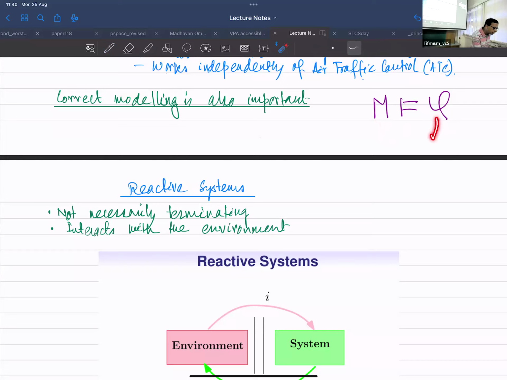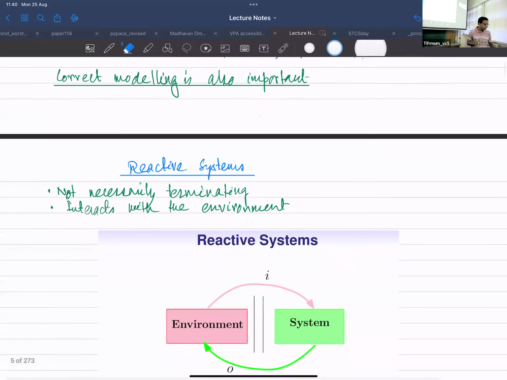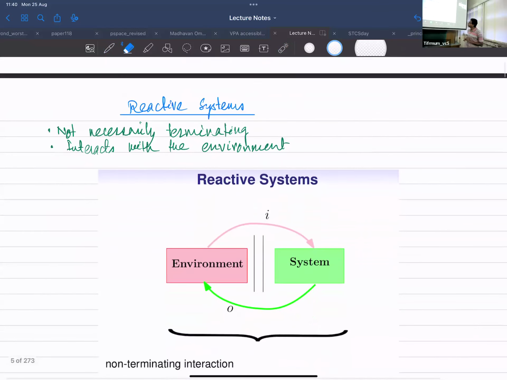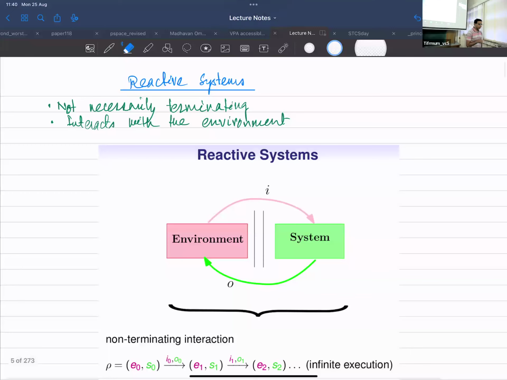So this is important, and the specification we assume, let's say, is given correctly, in which case we want to ensure that the model is also correct, right? What a model essentially means, that also we'll get to see in the course of the lectures. Now there are specific kinds of systems that we'll be looking at in this lecture.